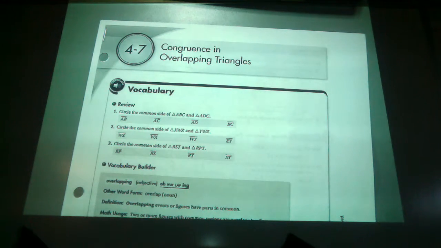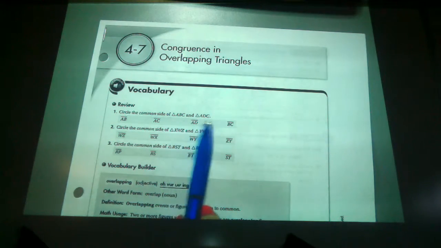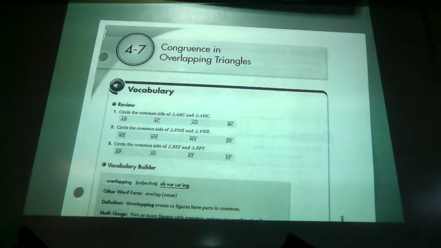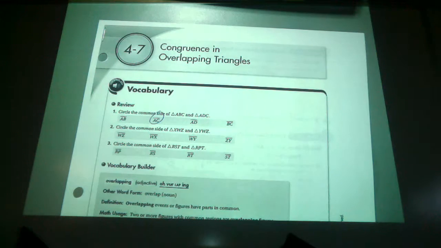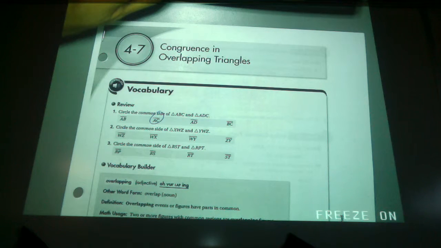So let's look at the review. Circle the common side of the two triangles, just even without looking at the picture. ABC and ACD. What letters do they have in common? A and C. And so wouldn't their common side have to be AC? Circle the common side here and the common side here. So do those on your own.